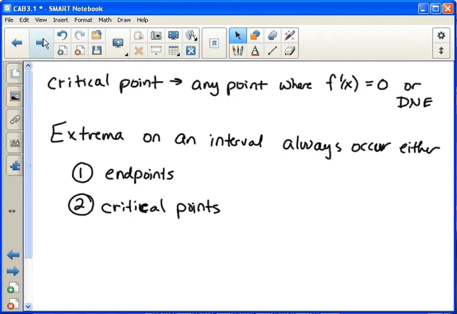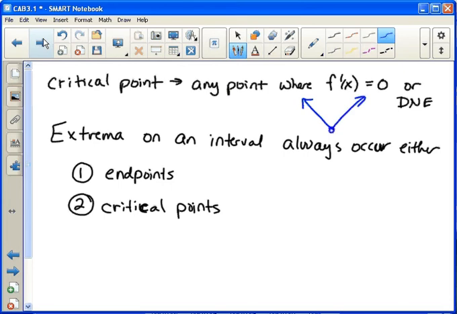For examples of where it equals 0, you can just look at the previous slide. Back up a little bit and look at those pictures again if you need to. For the does not exist case, a really easy example is y equals absolute value of x. That has a minimum right there, but the derivative wouldn't exist because of the corner. The original function is still continuous. Absolute value of x is continuous, but the derivative doesn't exist there. So when we're looking for maximums and minimums on an interval, we just have to look at two different places. First, at endpoints, and second, at critical points. And again, critical points are places where the derivative equals 0 or does not exist.